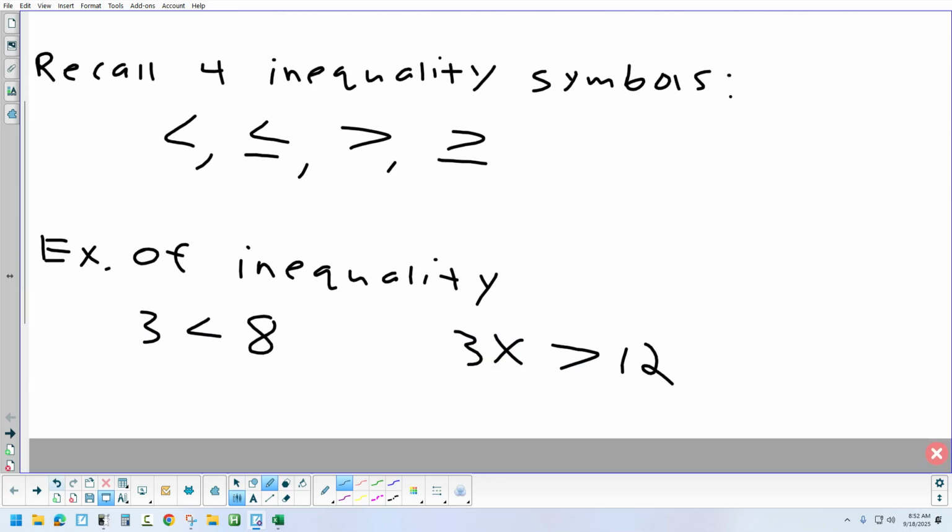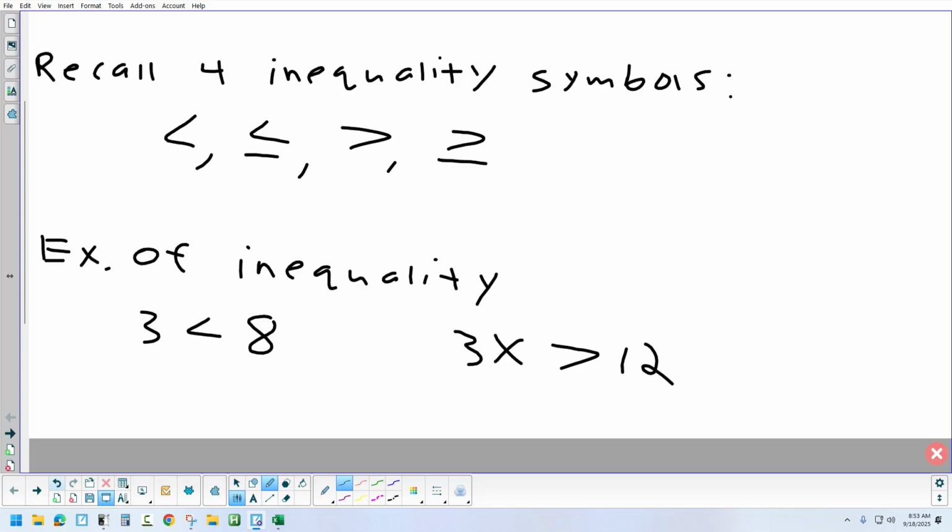The one on the left is just a true statement. There's nothing to really solve there because there's no variable. The one on the right is an inequality that we would need to solve. Right? And the steps for solving an inequality are very similar to an equation. Just have to be careful if we multiply or divide both sides by a negative.